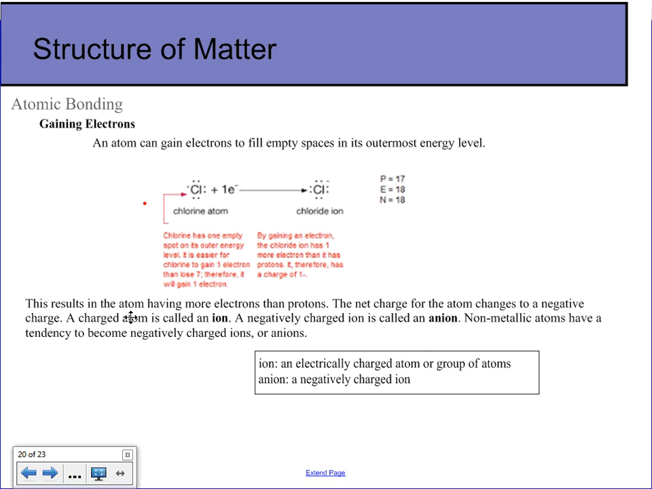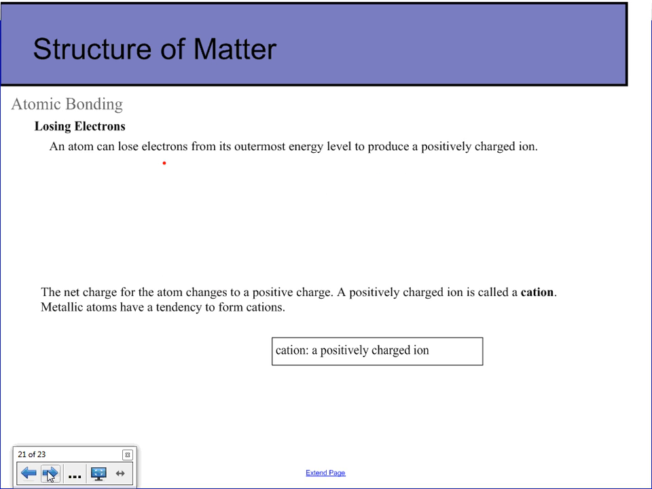As a result of the atom having more electrons than protons, the net charge of the atom changes to a negative charge. The charged atom is called an ion. A negatively charged ion is called an anion. Non-metallic atoms have a tendency to become negatively charged ions, or anions. An ion is an electrically charged atom or group of atoms which can be positive or negative, where an anion is a negatively charged ion.